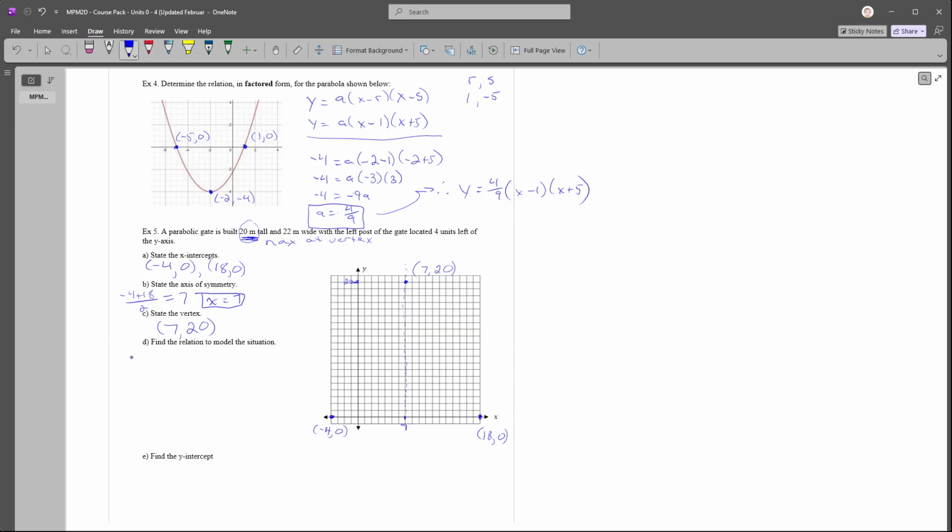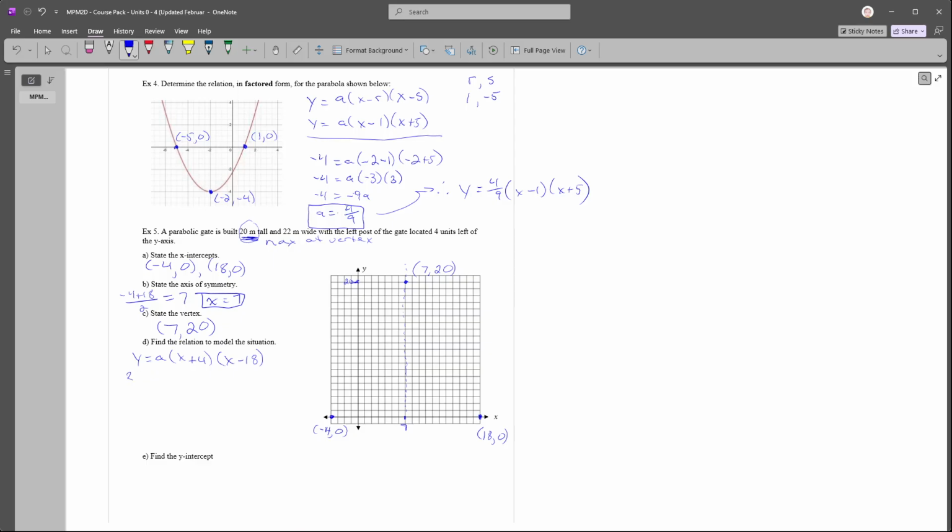So we have y equals a times (x minus negative 4), so that's going to be (x plus 4), and then (x minus 18). There we go. That gives us the startup, but we need to get the a term. We get the a term by substituting a value in. The only other value we know other than the x-intercepts is the vertex, so we're going to substitute that in.